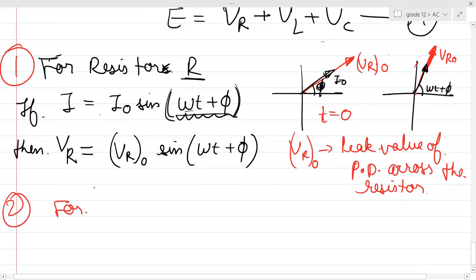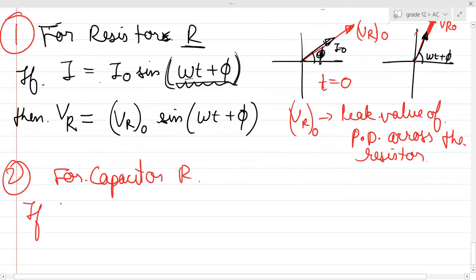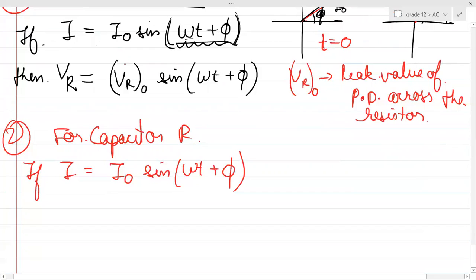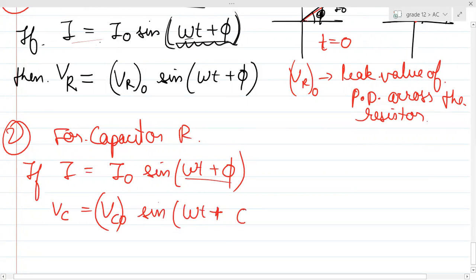For capacitance, if the current is I naught sin(omega t plus phi). Sir, why are you taking the current as the same for all of them? Because they are in series. Simple logic, right? So can you see here also the current which I took was in the same phase. Here it should also be in the same phase. Then what should VC be? VC should equal VC naught into sin(omega t plus phi).